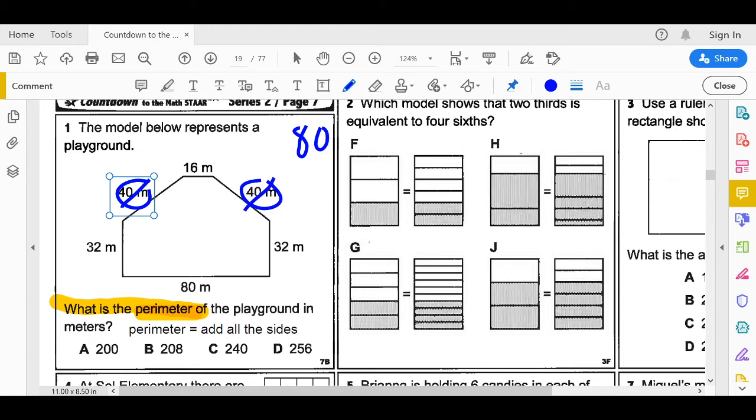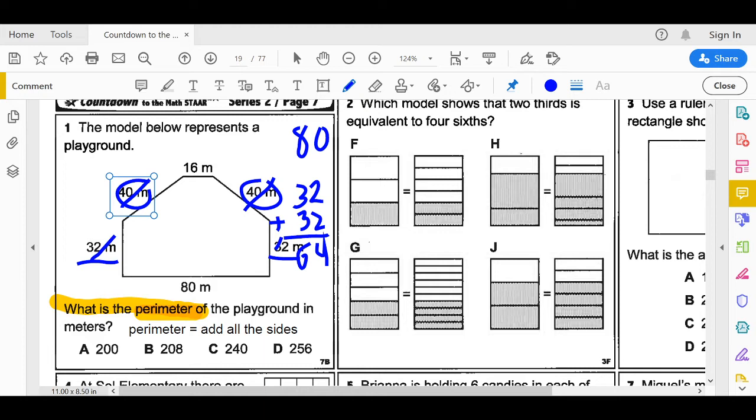Then I'm going to choose these two sides that are also equal. 32 plus 32. Amigos, what is 32 plus 32? 2 plus 2 is 4, and 3 plus 3 is 6. So that is a 64 right there. And I'm going to cross it out because I already added them.